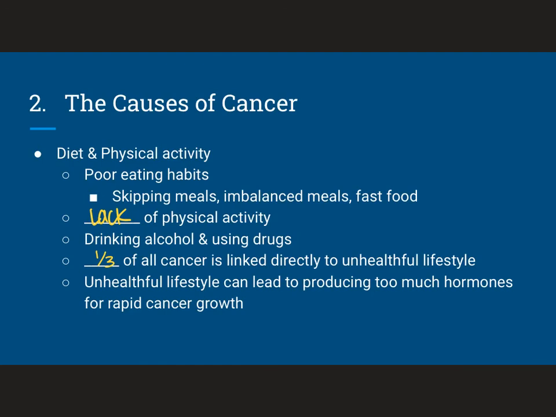So really, other than having the genetic components, how you live and how you choose to live can affect you greatly. The main reason is probably because an unhealthful lifestyle can lead to producing too many hormones for rapid cancer growth. So obviously, if you have too much growth, a lot of times it can turn into malignant tumor.